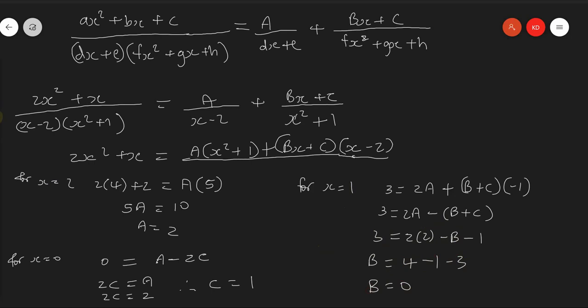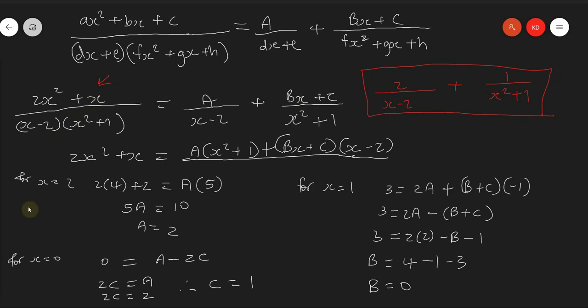So let me just get a different color here. Let's use red. Good. So therefore this fraction here can be rewritten as 2 over x minus 2 plus 1 over x squared plus 1. B is 0, so that's a 0 times x, so this would be our answer when we write this fraction here in partial fractions.